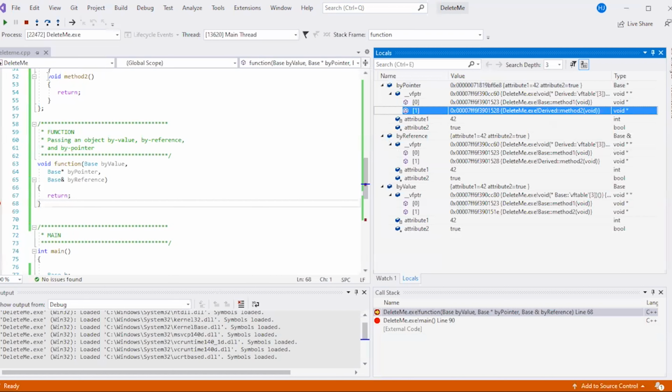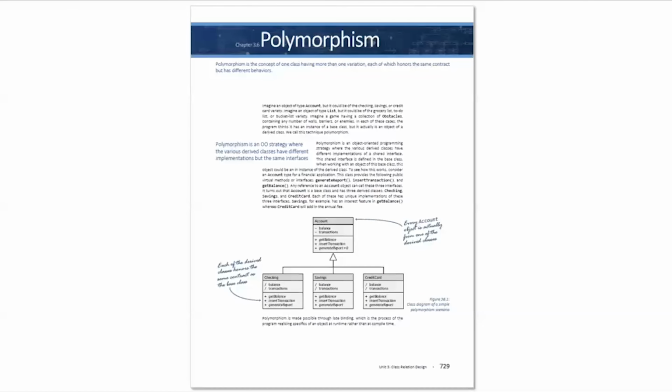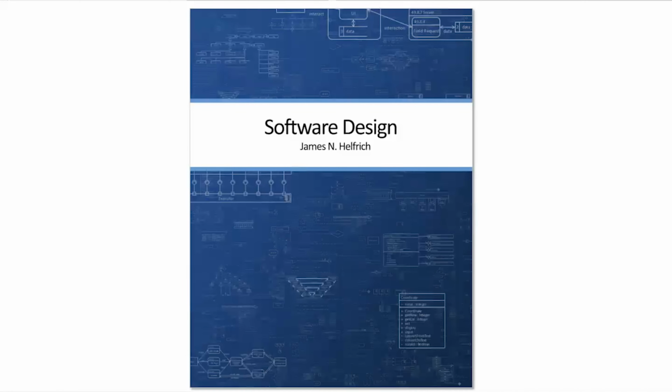And if I pass it by value, then I'm going to slice off any specific functionality associated with a derived class. Okay, so we can see that polymorphism can only happen when I either have pointers or I have by reference. And this is because pointers and by reference are late binding constructs. We can learn more about early and late binding in the early and late binding section of the polymorphism chapter of the software design textbook.